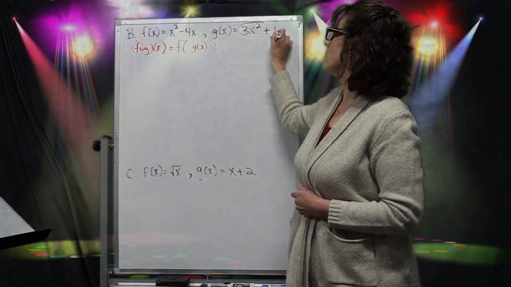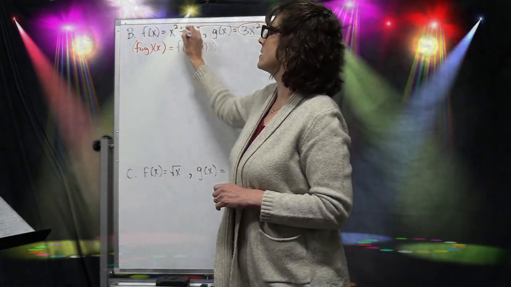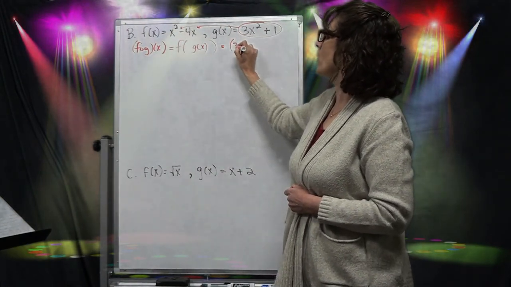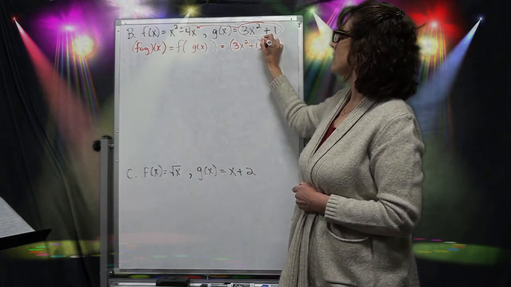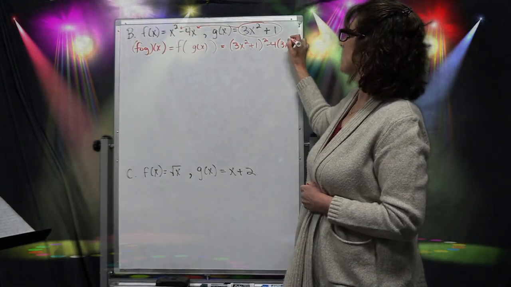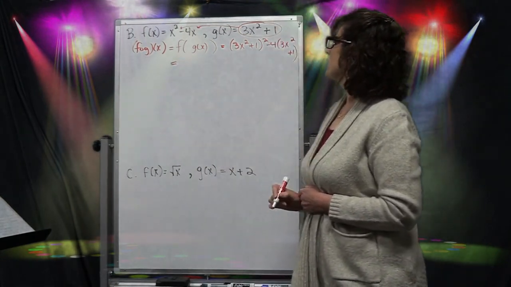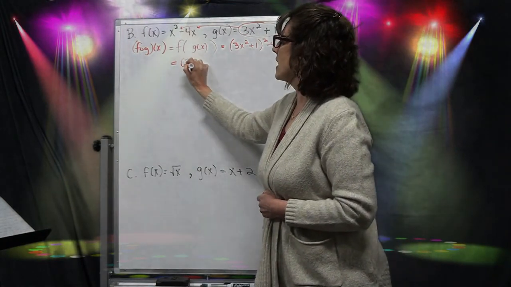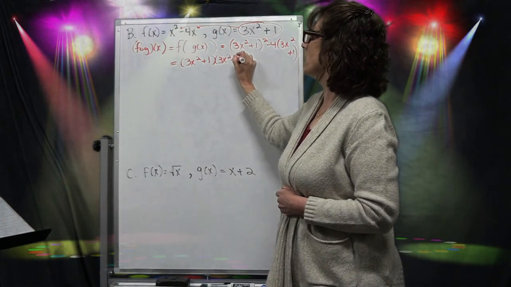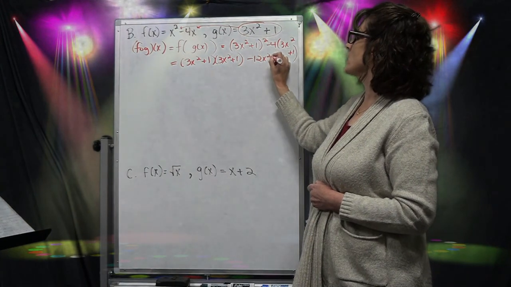So here is my g function. I'm going to take that and put it everywhere I see an x. The problem is I see an x twice in my f function. So that indicates I'm going to take this and put it in here, and I'm going to square it. But then I'm going to plug it in here, and I'm going to distribute a -4 through. And then I'm going to evaluate this. So when I square this, that's going to indicate 3x squared plus 1 times another 3x squared plus 1. And then I'm going to distribute that 4 through this one and get a -12x squared minus 4.